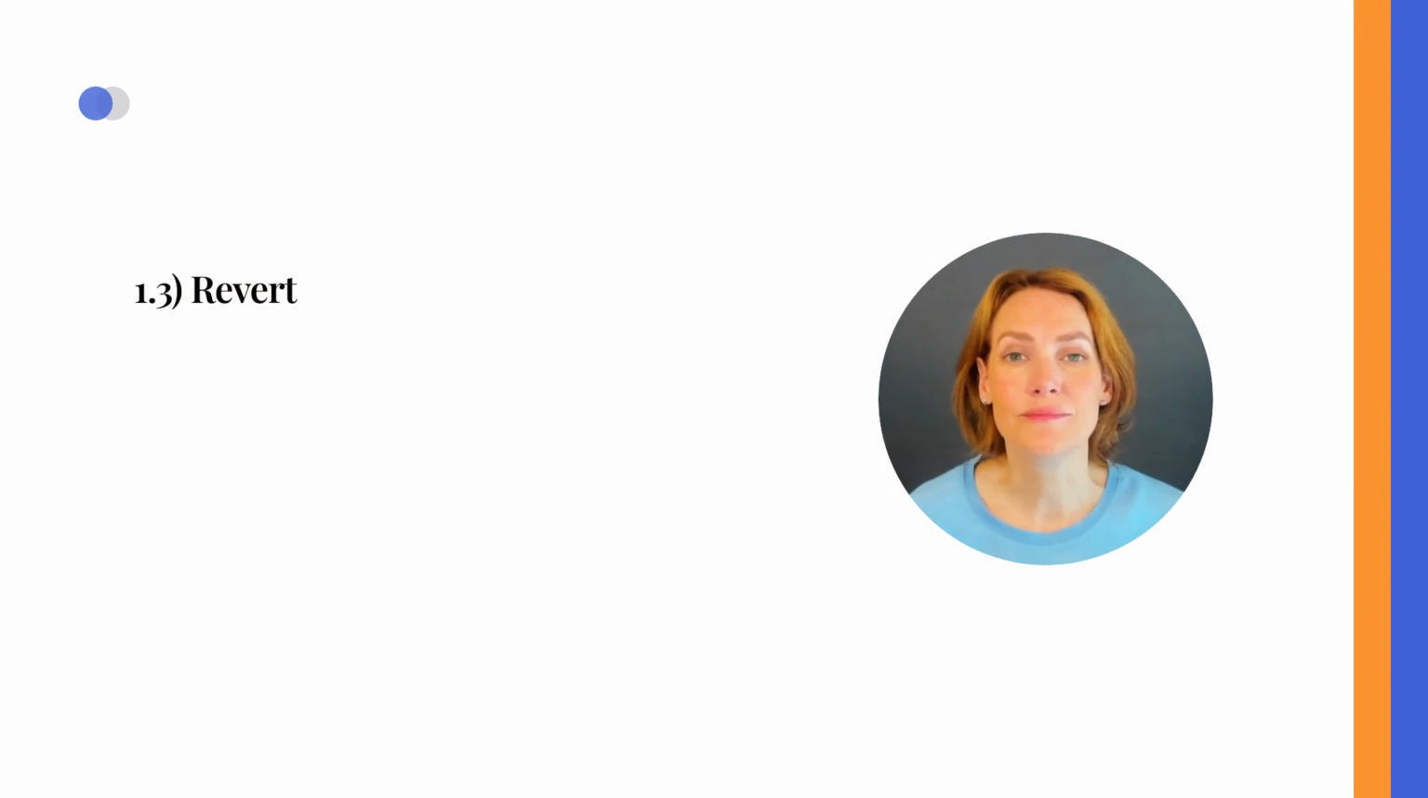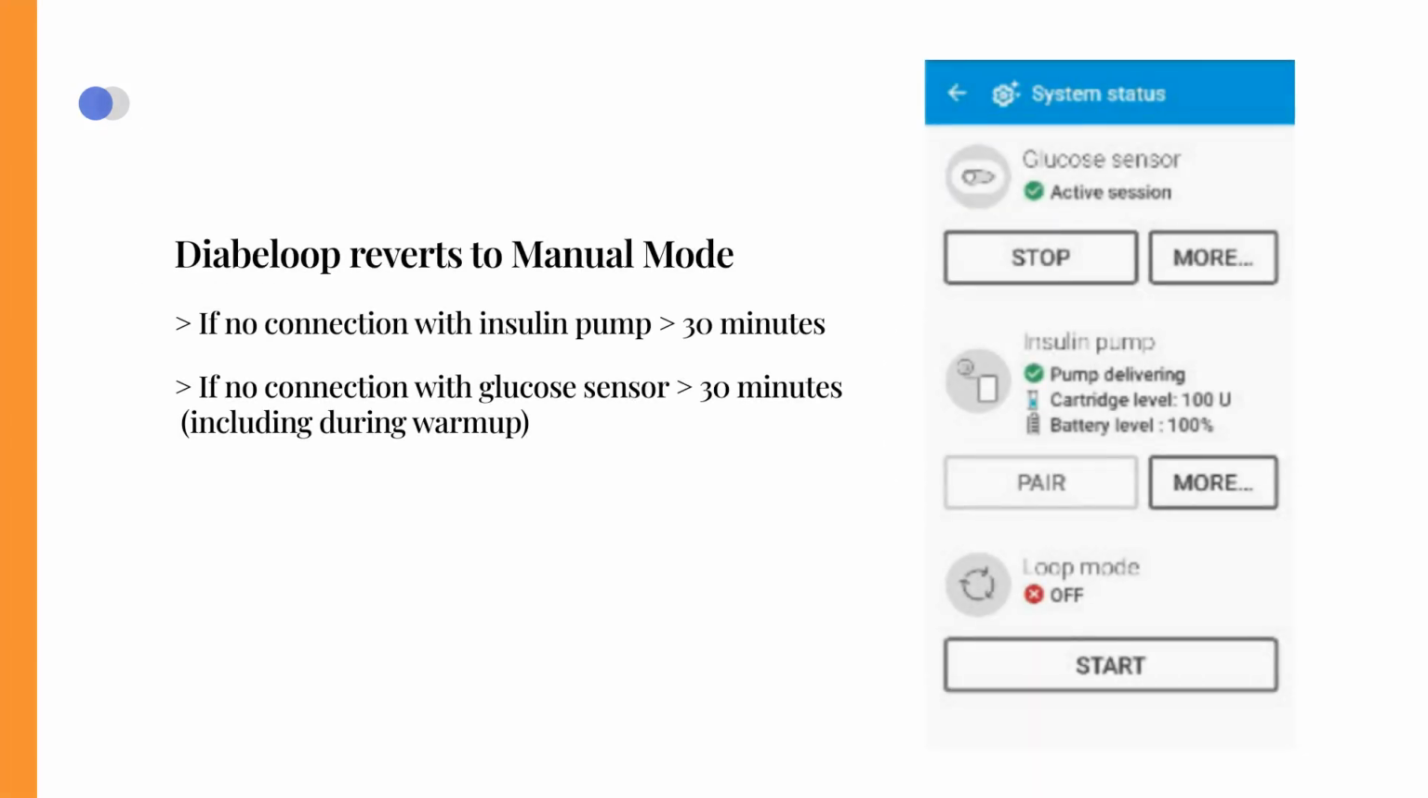1.3. Revert. If the connection to the insulin pump or glucose sensor is lost for more than 30 minutes, including during the sensor warm-up period, the DBLG1 system will return to manual mode. You can check the connection status in the system status screen, and if it shows signal loss or waiting pump, it means the connection is not established.